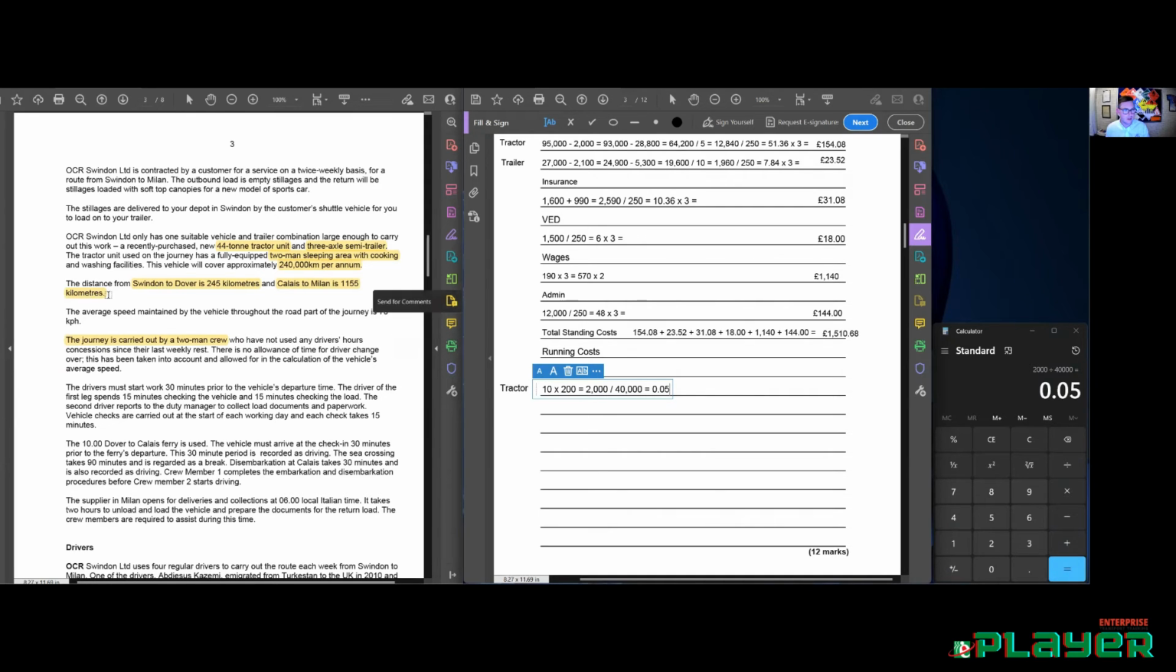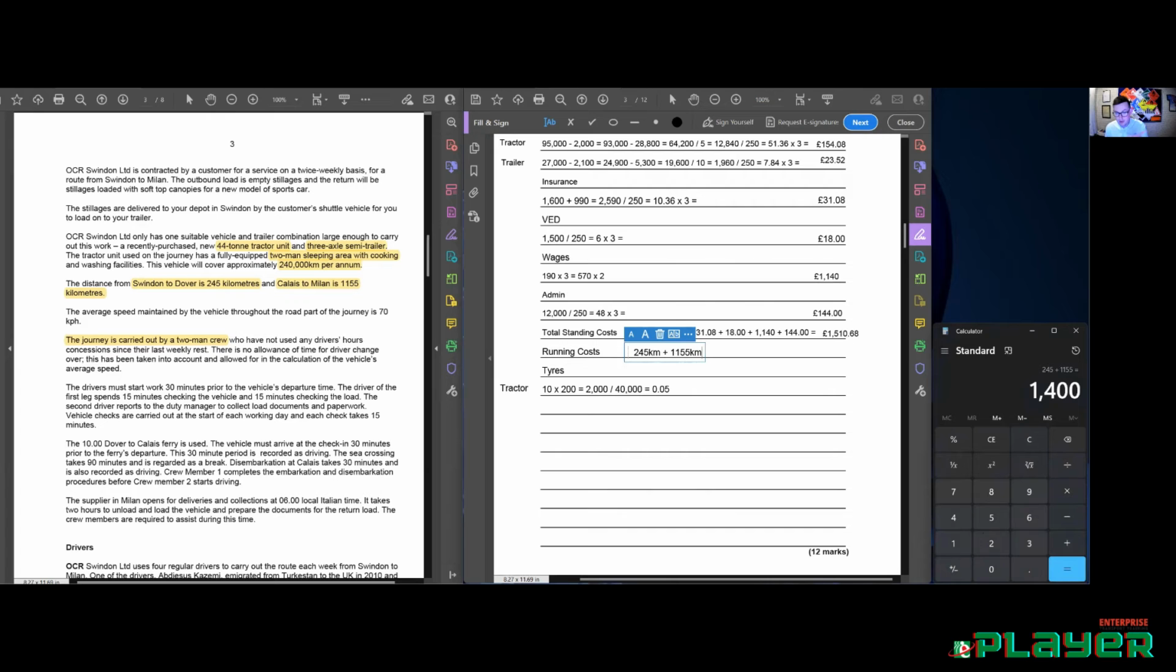So I'll tell you what, I'll jot it down on here. So it's 245 kilometers. Then it said Calais to Milan. So I'll get on the ferry at Dover, get off at Calais. Then I've got to drive from Calais to Milan, which is 1155 kilometers. So it's a total of, well, I'll do it on the calculator, plus 1155. 1,400 kilometers. Is that right?